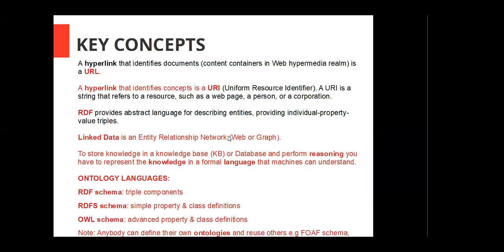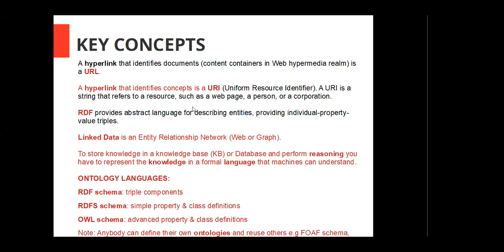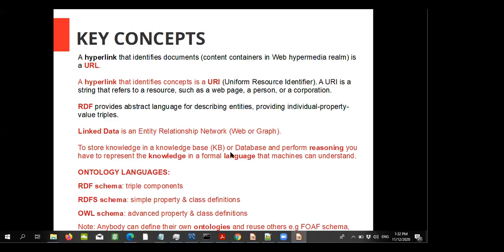So let's talk about some key concepts. A hyperlink identifies documents or content containers, and what it contains inside. What it contains inside could be a source of data. We can use data contained in a container somewhere in Russia and do AI. A hyperlink identifier is a URI, universal resource identifier, and it can represent any entity: web page, person, corporation, and so on. RDF, which we just described, provides an abstract language for describing entities. To store knowledge in a knowledge base or database and perform reasoning, you have to represent the knowledge in a formal language that machines can understand. So machines understand RDF.